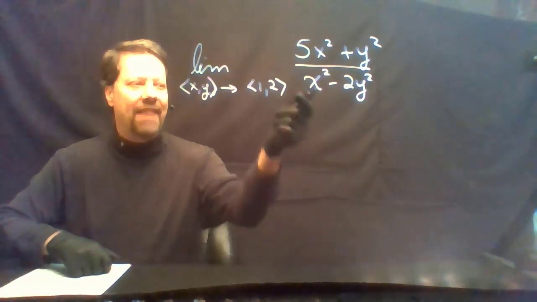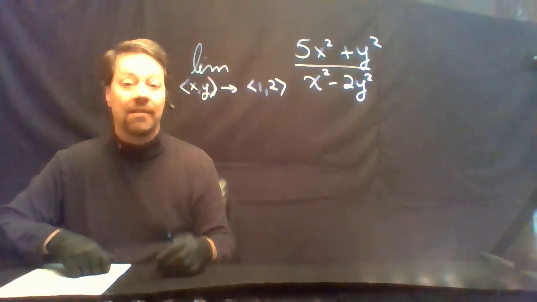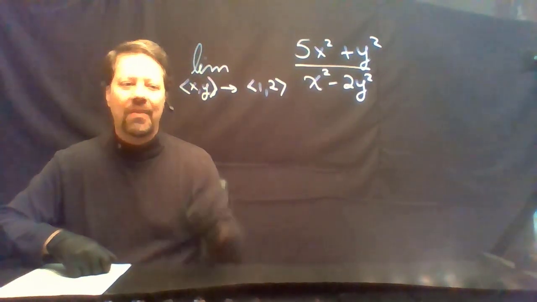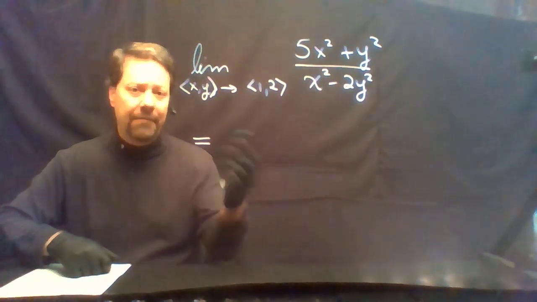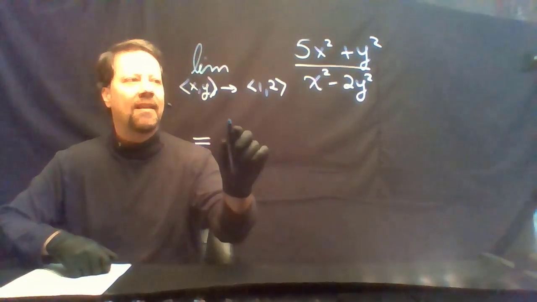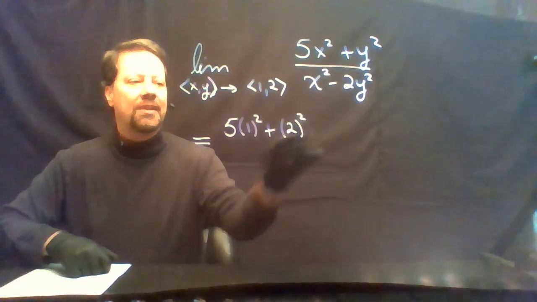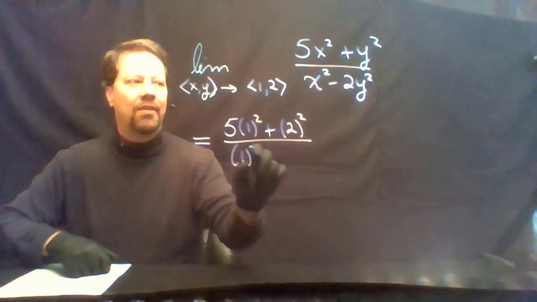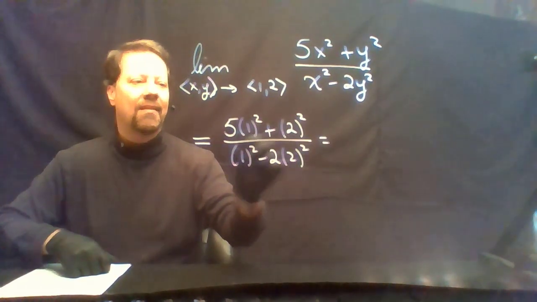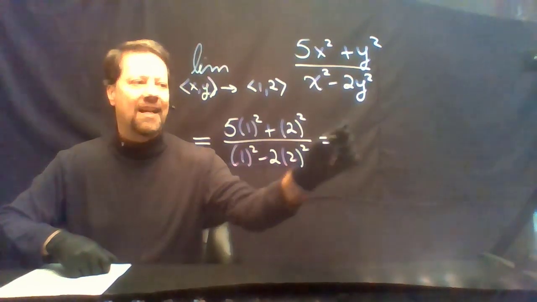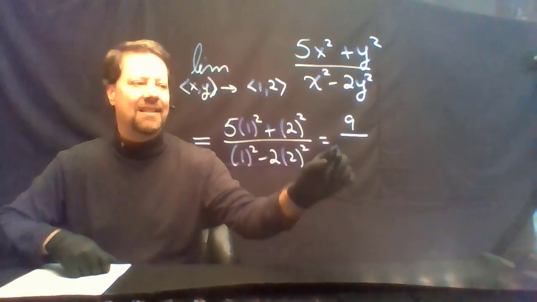As you can see, we have a rational function, and if we plug the point 1, 2 into the denominator, we do not get 0. Under these circumstances, we can evaluate the limit by simple function evaluation. That gives us 5 times 1 squared plus 2 squared over 1 squared minus 2 times 2 squared. 2 squared is 4 plus 5 is 9. And we have 1 minus 8, that's negative 7.